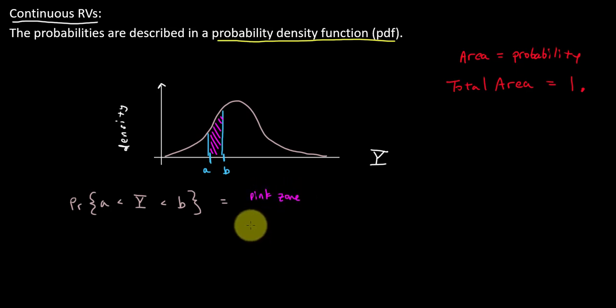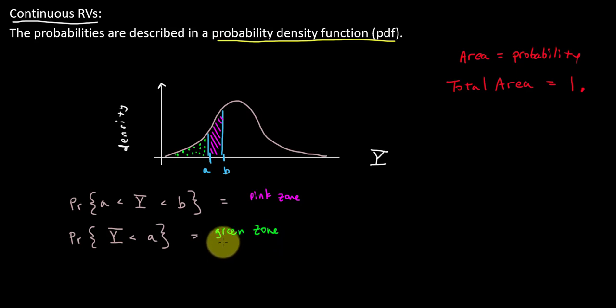Okay. Furthermore, if we wanted to do some other region, we want to find some other probability under this curve related to this variable. Maybe, let's see, green here. We'll do green polka dots. Those green polka dots, how could we represent that with probability notation? Probability that our variable y is less than A. And that's the green zone.